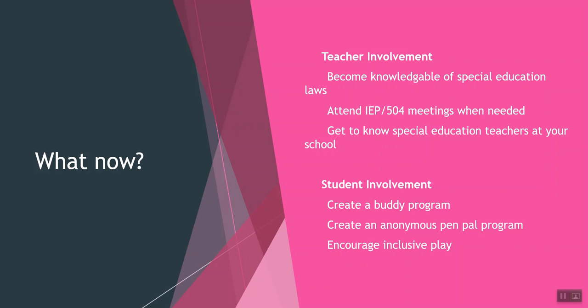You can also create an anonymous pen pal program where students with special needs may write to students in the general education class and just ask different questions that they may want to ask, but so no one is judging that student on their abilities to write or in their reading skills or handwriting or anything like that. You can make it anonymous. Or you can go ahead and make the person known, and then those students can build relationships with each other between the classes.